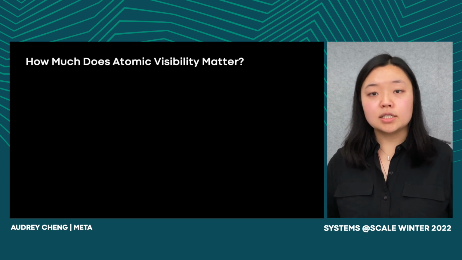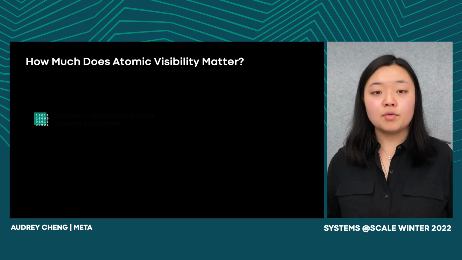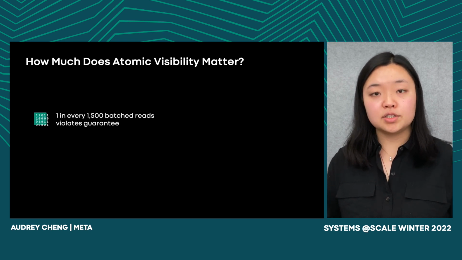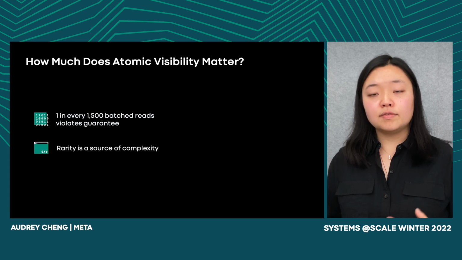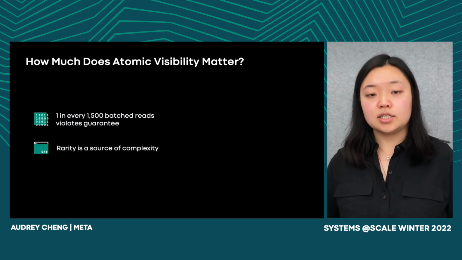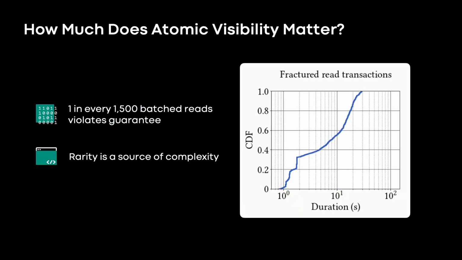So how much does atomic visibility actually matter? We found that 1 in every 1,500 naively batched reads violates this guarantee. While this figure might seem small, its rarity is actually a source of complexity. When we dug deeper, we looked at the duration of these atomic visibility violations, and we found that they could span up to 30 seconds, which is quite significant considering we're doing billions of reads per second.